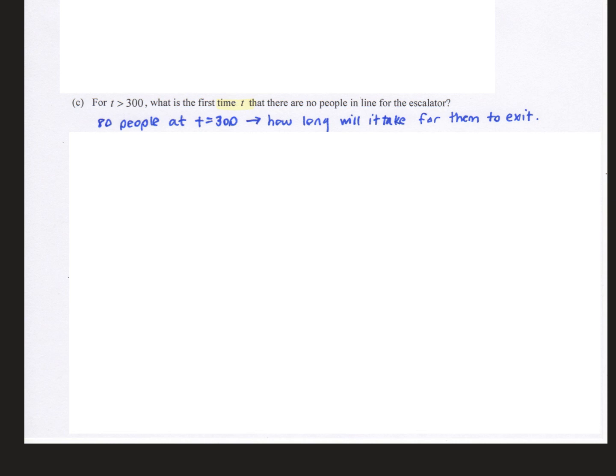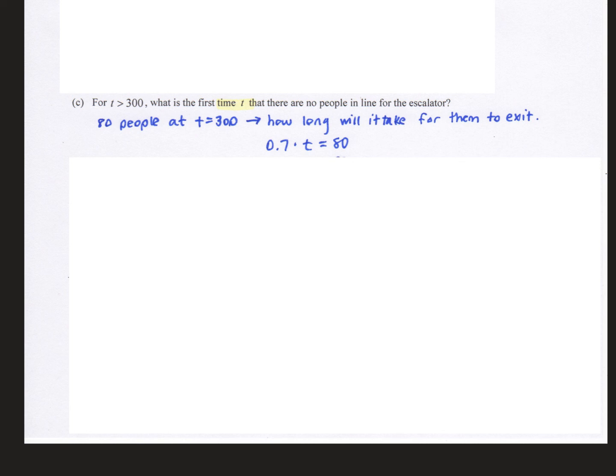And at 300 seconds, I found in part B that there's 80 people in line. So I need to find out how long it's going to take for those 80 people to exit the line. So I'm looking for 0.7 as my rate times whatever that time is. That's what I'm looking for to get to these 80 people.